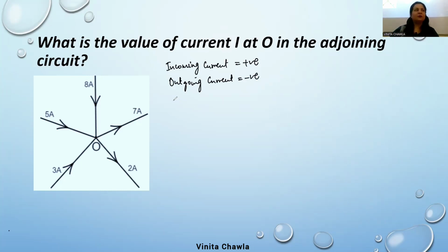So let's find the net current. How will you find it? We have 8 ampere, 5 and 3 as incoming currents. Just write this first: 8 ampere plus 5 ampere plus 3 ampere, minus the outgoing currents, 7 and 2 ampere. So it's 13 plus 3, 16, minus 9 ampere. The answer is 7 ampere.